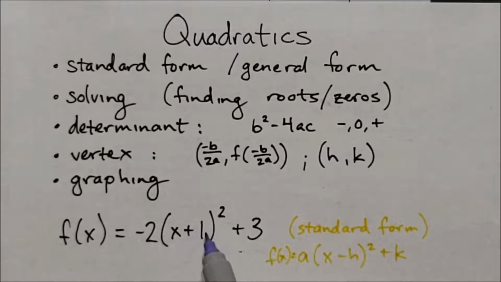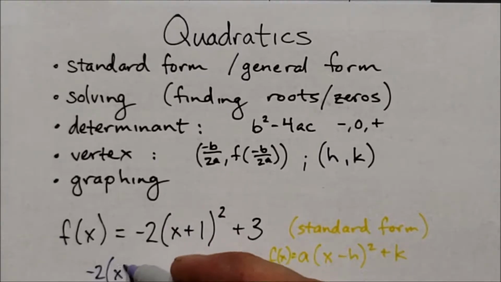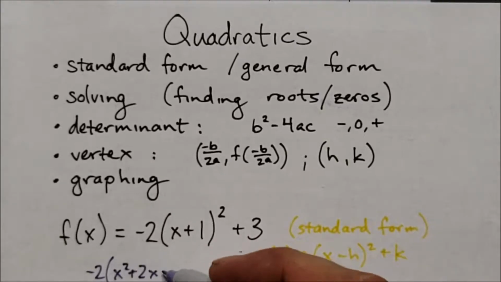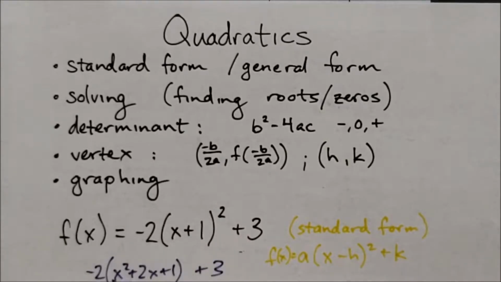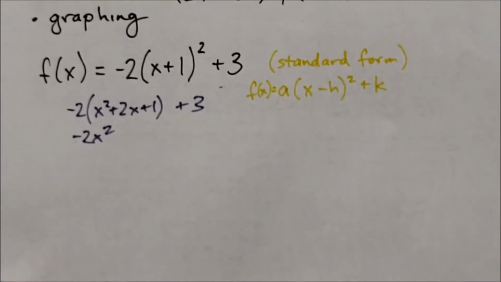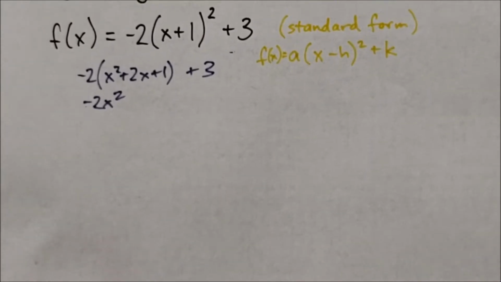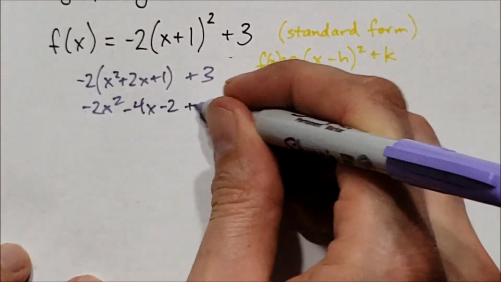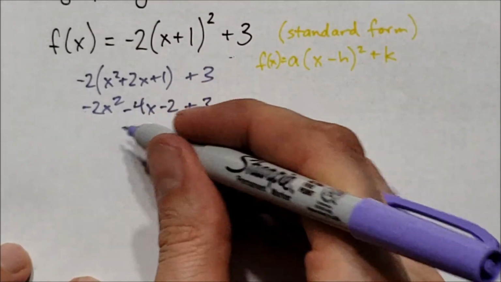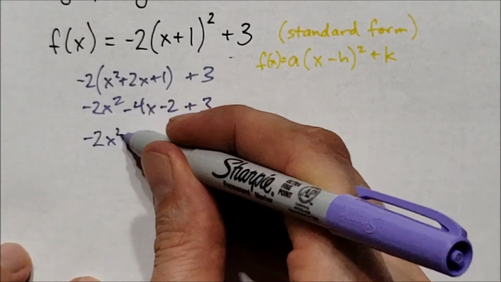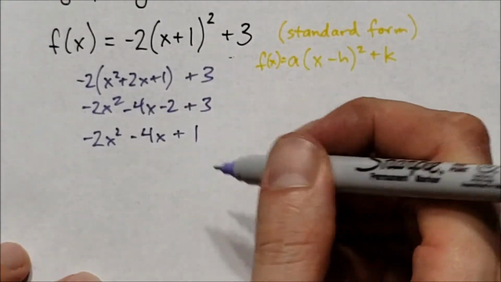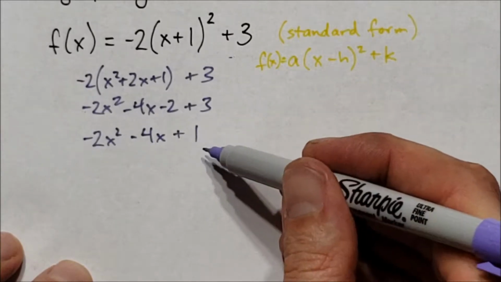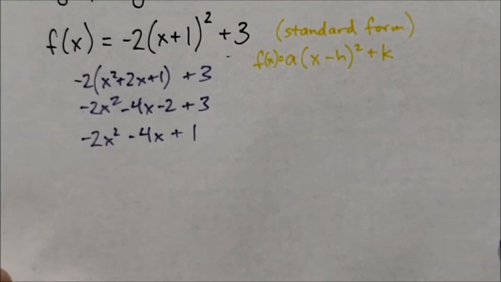We're going to expand this, x plus 1 quantity squared. So we'll have negative 2 times x squared plus 2x plus 1 plus 3. Distribute the negative 2, negative 2x squared minus 4x minus 2 plus 3. We'll combine our like terms: negative 2x squared minus 4x plus 1. This is our general form.